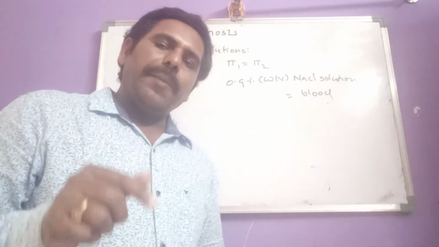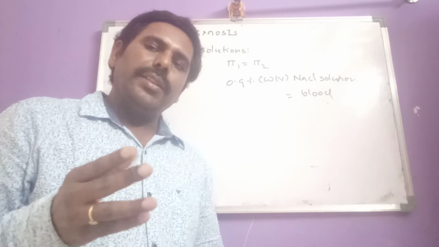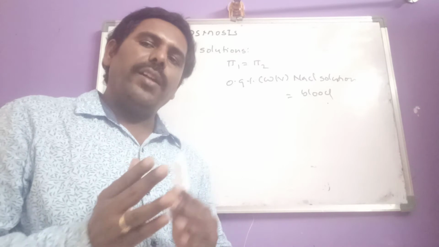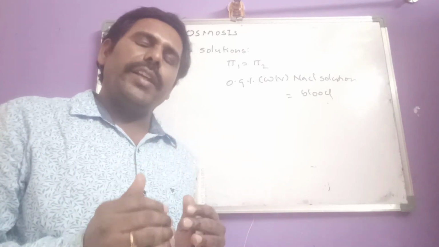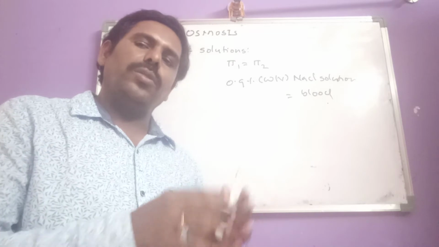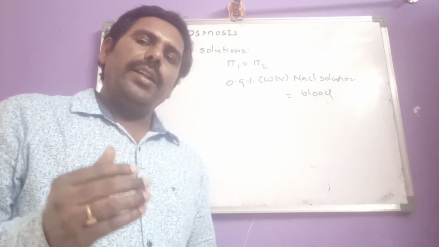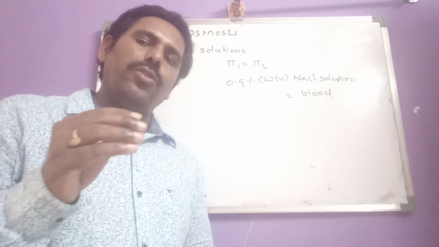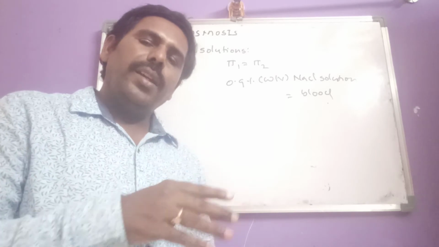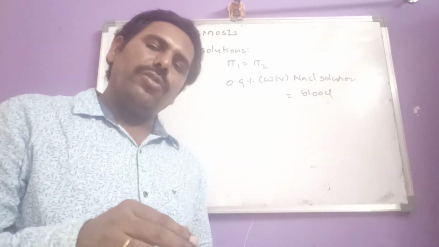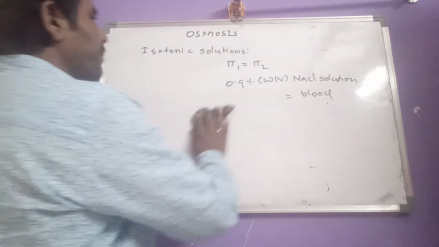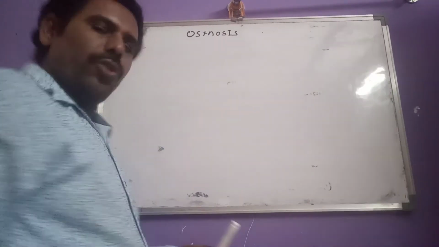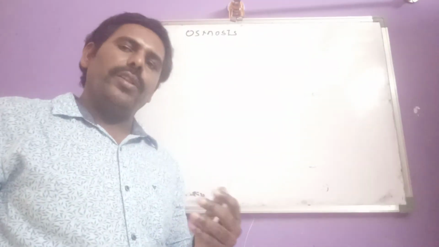Now when osmotic pressure is the same, it is nothing but both of them having the same concentration values. If pi 1 equals pi 2, that is nothing but C1 equals C2, because osmotic pressure is directly proportional to concentration. So if the osmotic pressure values of two solutions are the same, that means the concentration of the two solutions is also the same. Okay, then after this we have to see another one here, hypertonic solutions and hypotonic solutions.